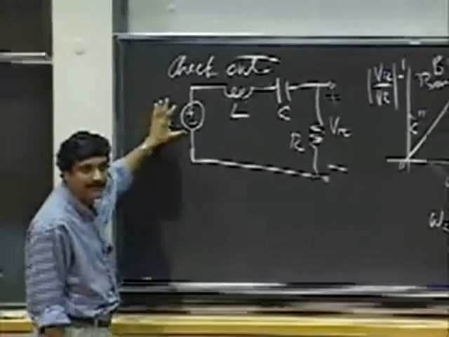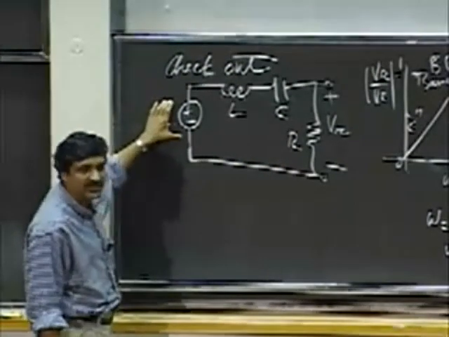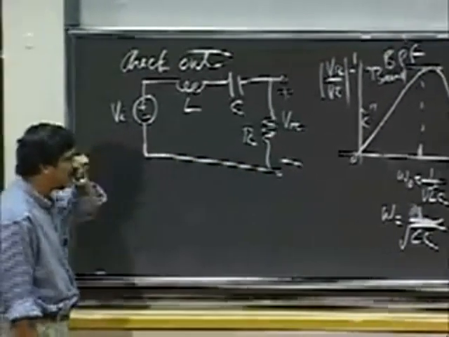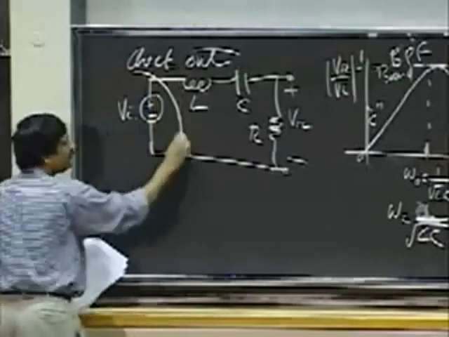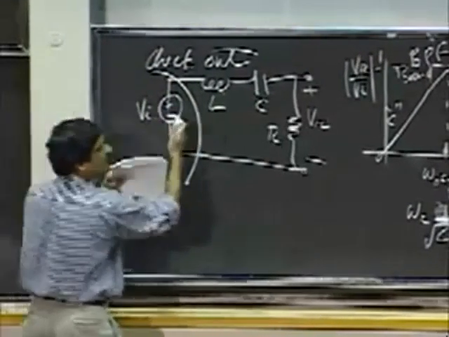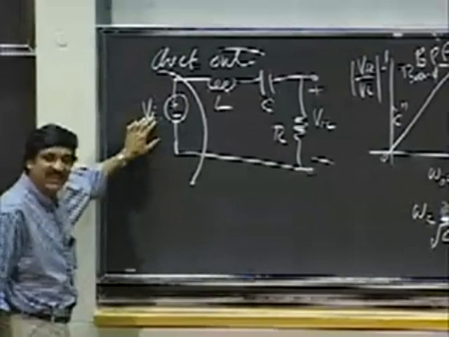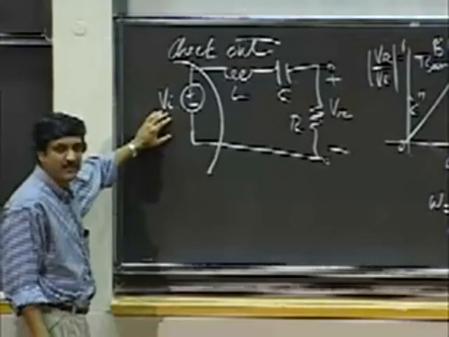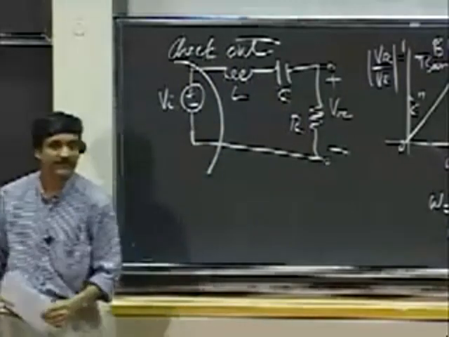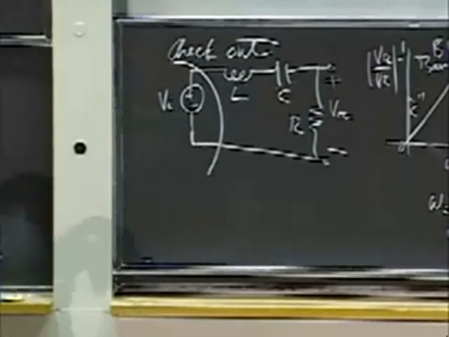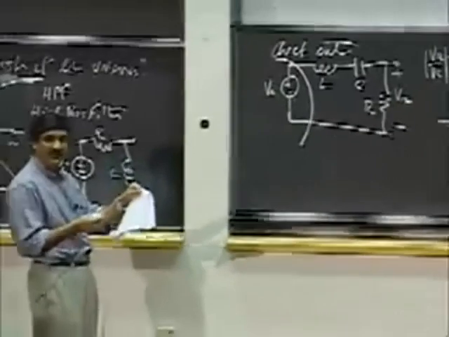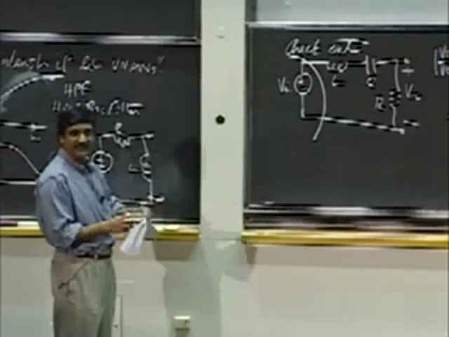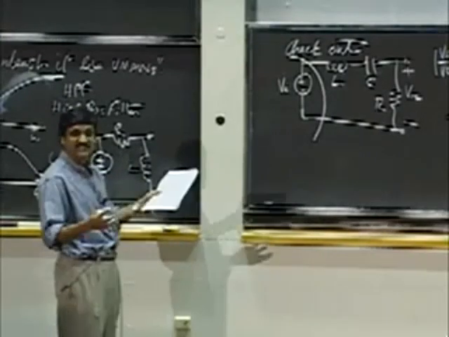This is pretty amazing, which means that if I drive this at omega naught, if my sinusoid here has a frequency omega naught, where omega naught is 1 by square root of LC. So if I'm sitting here, and this is a black box on the right-hand side, and I drive this at a frequency omega naught equals 1 divided by square root of LC, what does this entire circuit look like to me? Yes? It looks like a resistor.